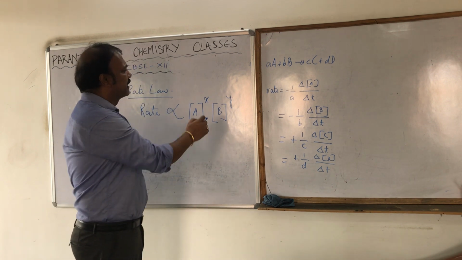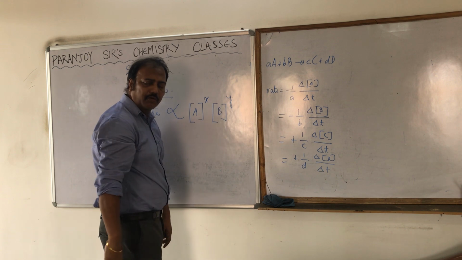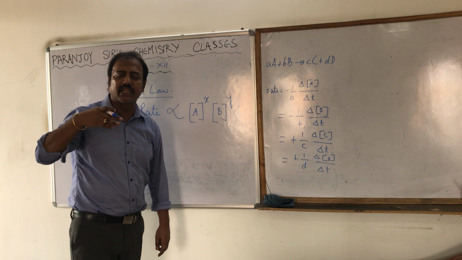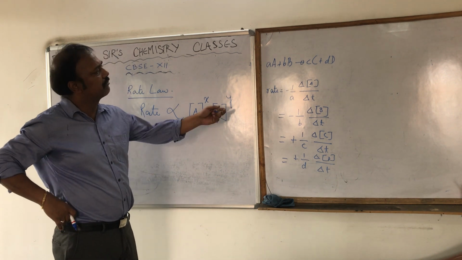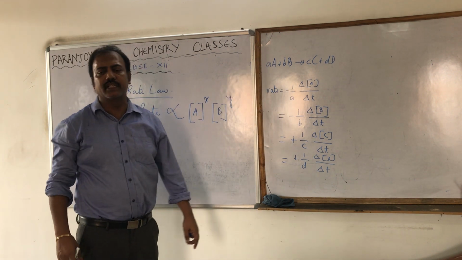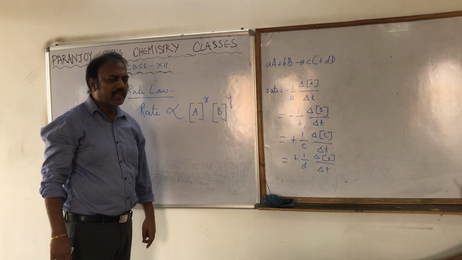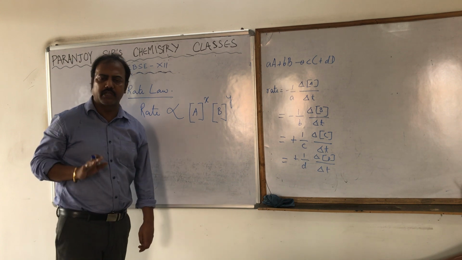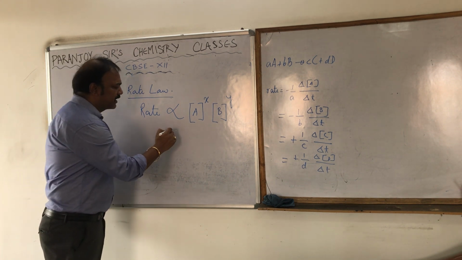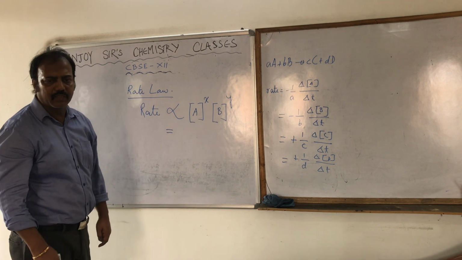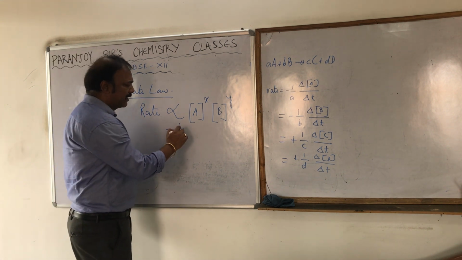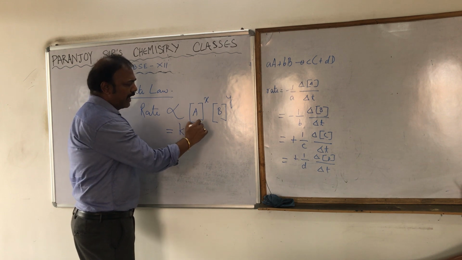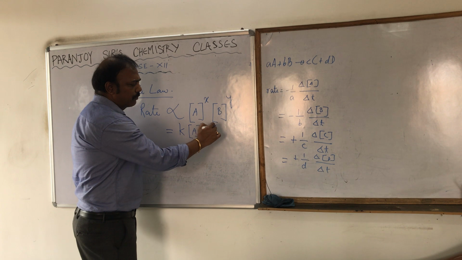So we don't know. This x may be a. I am not saying it will never be a. It may be a, but it is not necessarily that it has to be a. Y may be b, but it is not necessarily that it has to be b. So it is a completely experimentally determined quantity. So in general, you can write this as equal to k, some proportionality constant, into concentration of A to the power x into concentration of B to the power y.